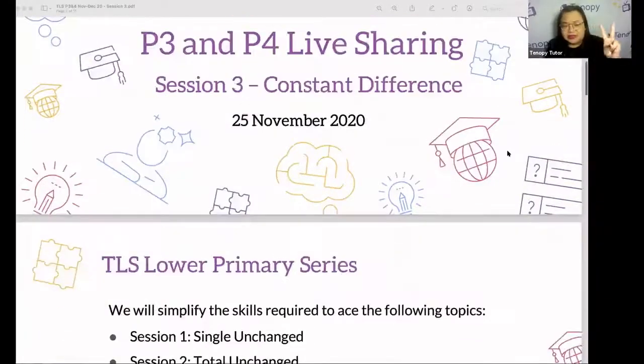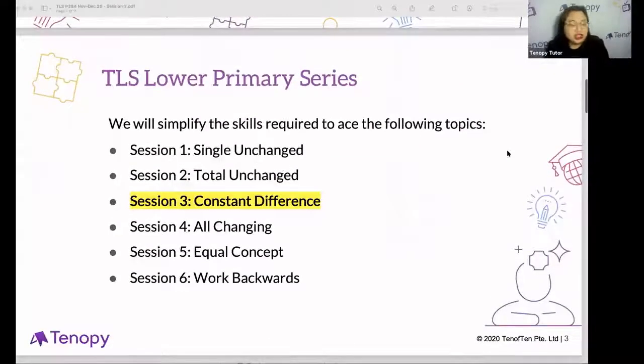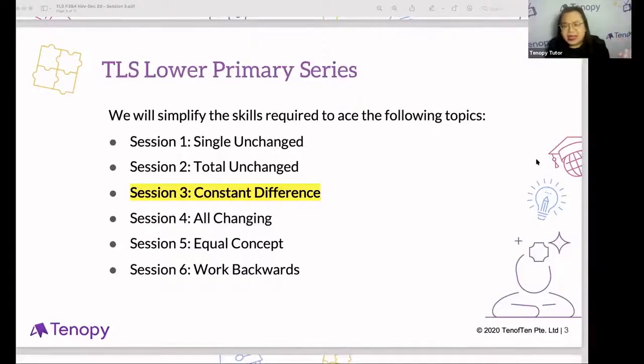In the past two lessons, we have learned single unchanged, total unchanged. So today we're working on constant difference. Constant difference actually means the difference between two items or two persons does not change. So can you think of any scenario that has a constant difference? Remember we are learning the topic of constant difference. Can anyone give me an example of a situation where there would be a constant difference?